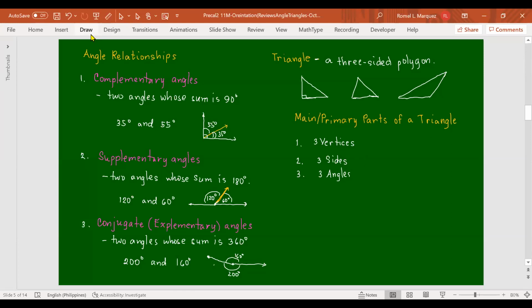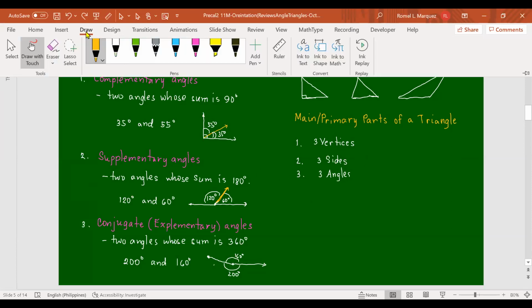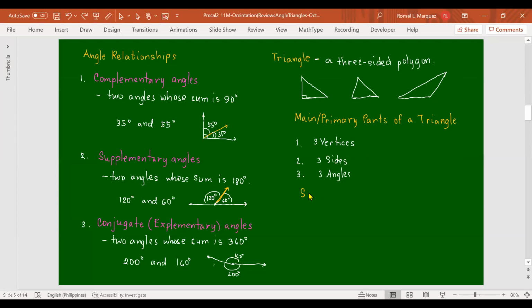If there are primary parts, there are secondary parts. They are not directly in the triangle, but you can associate them with every triangle. They are like accessories. Secondary parts. What are secondary parts of a triangle?